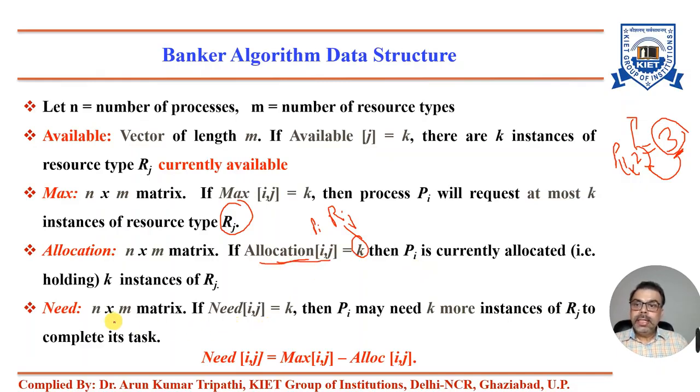Need is again an n cross m matrix. It is basically maximum minus allocated. Suppose I have a maximum need of four instances of the printer, and two are already allocated to me. So I need only two more of the printer. This can be found out with the help of the two data structures, Max and Allocation, that is, what is already allocated to me.